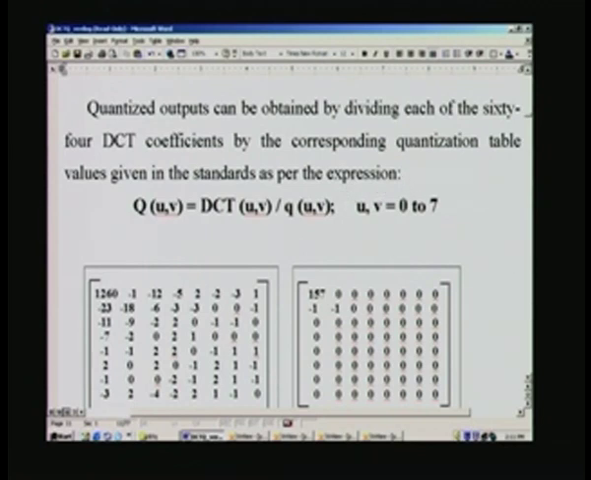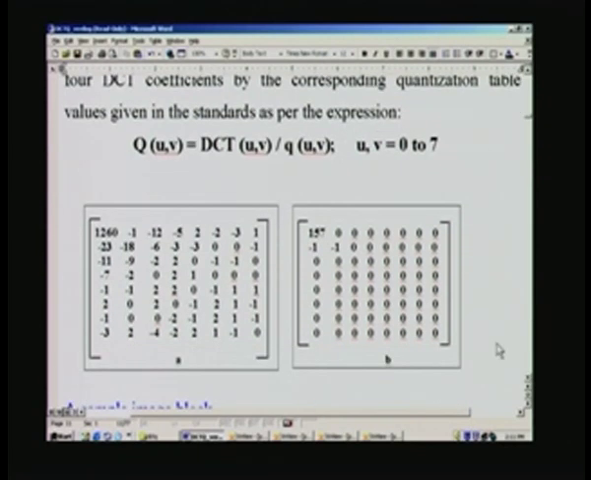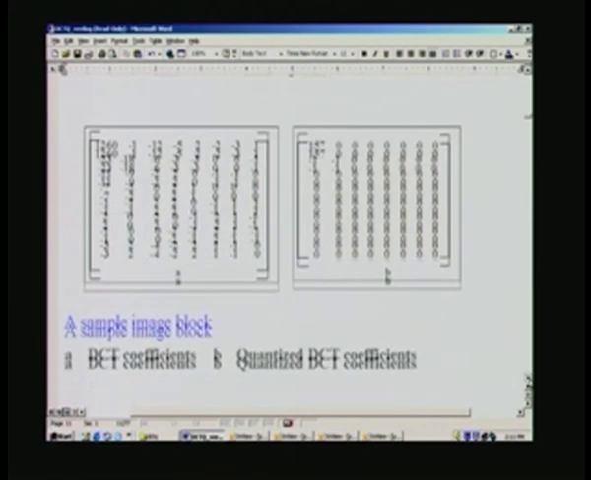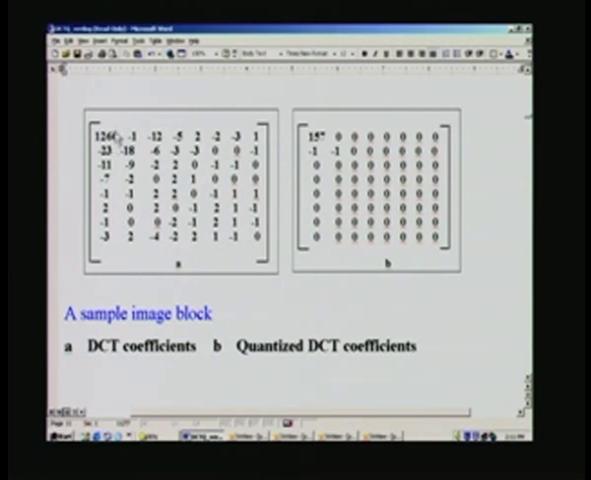So, for example, if you evaluate the DCT for one sample block here, and you get a 1260 DCT here, and if you divide this by 8, which is one of the values in the quantization table, you get 157. This is after rounding off. So, this is what is called a quantized output. As I mentioned earlier, the purpose of DCT and quantization is to convert as many values to zeros as possible, which need not be encoded in the VLC, and that is how we bring about compression.